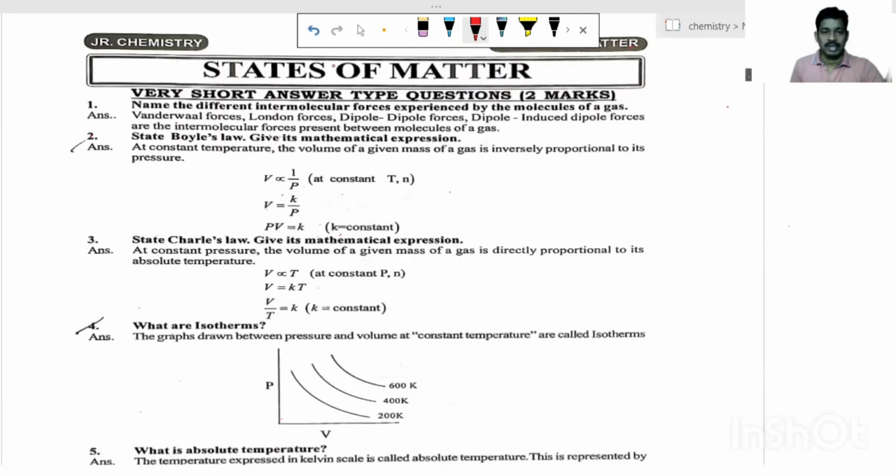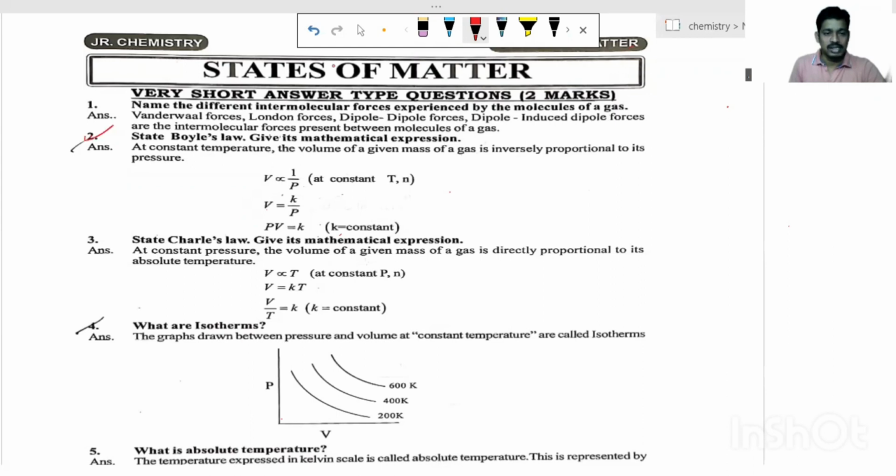Hi students, for the coming IPE exams and board exams, let us see some important questions from the States of Matter chapter. States of Matter, very short answer type of questions, let us discuss. So here gas laws are very important. They may ask VSAQs from this chapter.